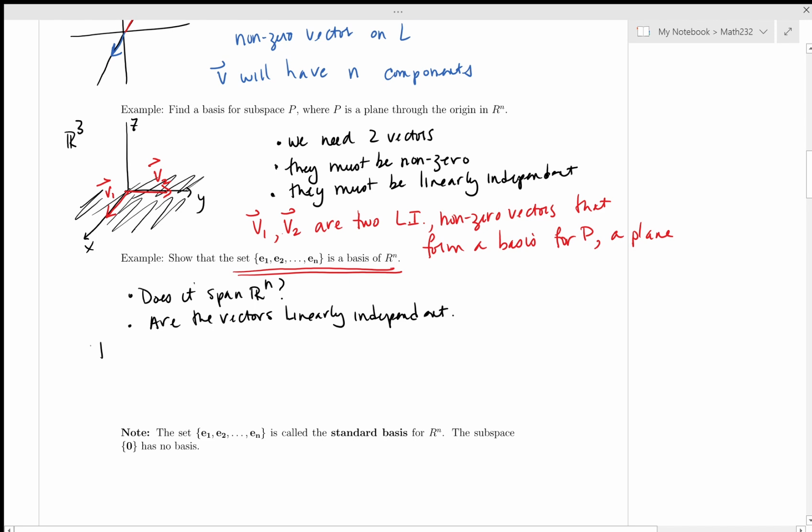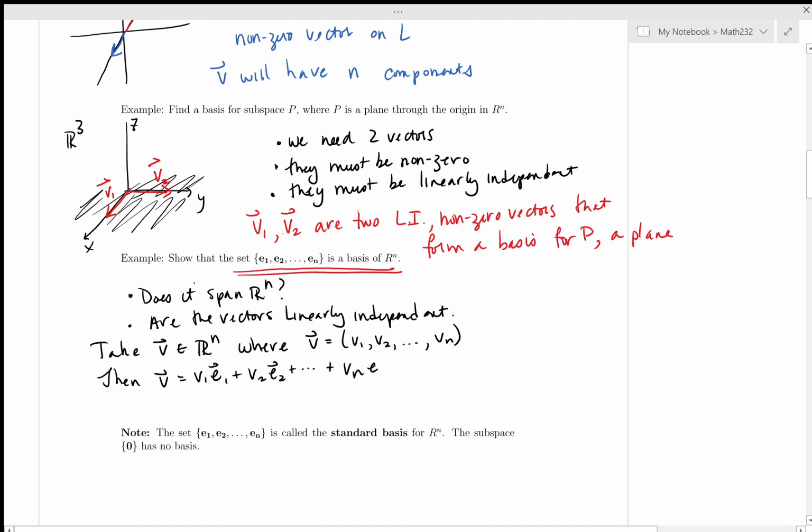Okay, so what I'm going to do is take an arbitrary vector v in Rn. So v will look like this. These are the components of v. So I can write v this way: v1 times e1 plus v2 times e2 plus dot dot dot plus vn times en. Just to recall so we know what we're doing here, e1 is this guy, all zeros except a one, and then e2 is, to the end, and e3, etc.